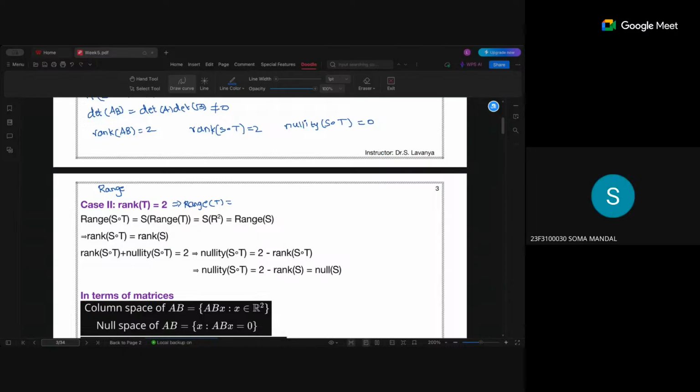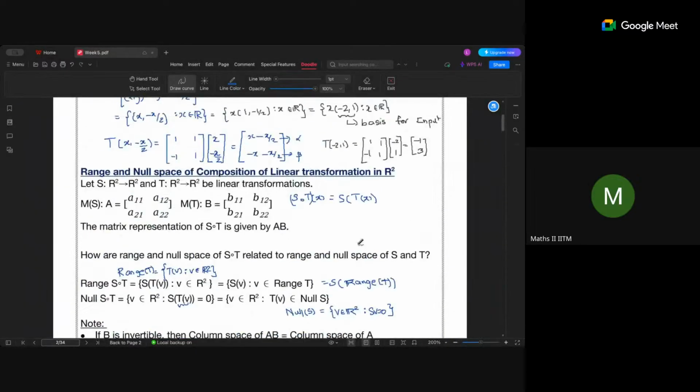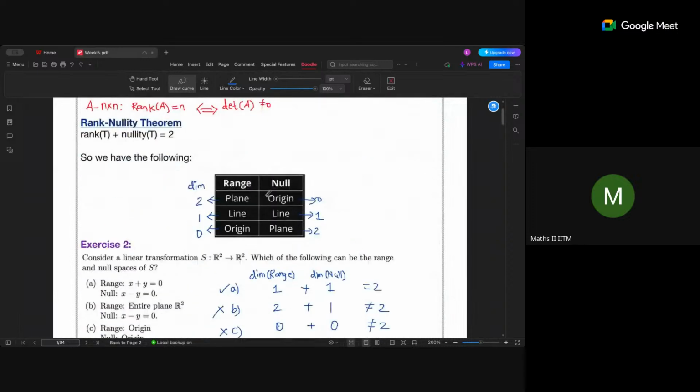Ma'am, it will be 2. See, it is a subspace. Can just the number 2 be a subspace? Okay. What are all the subspaces of R2? We saw in the beginning of this session also, the possible spaces for range and null space. Now, can you tell me the answer?